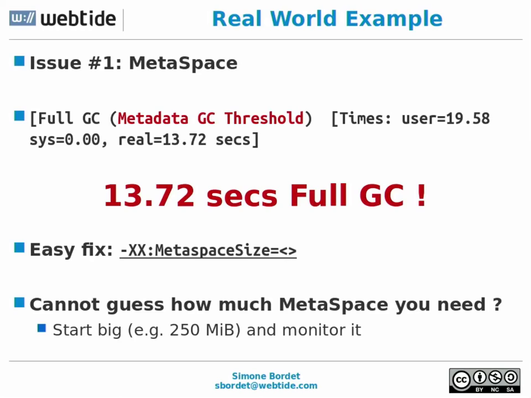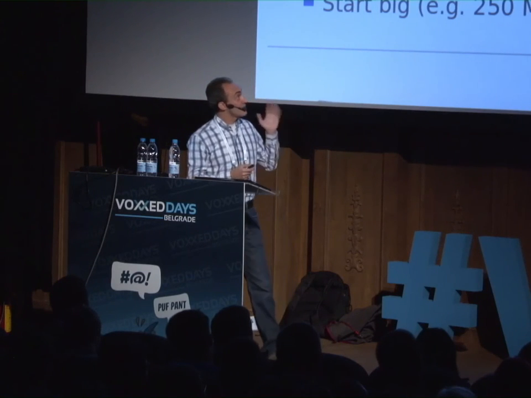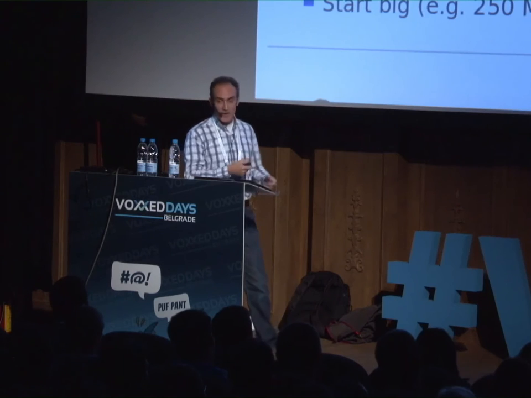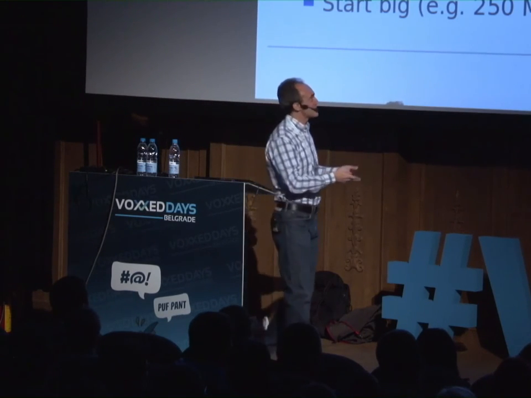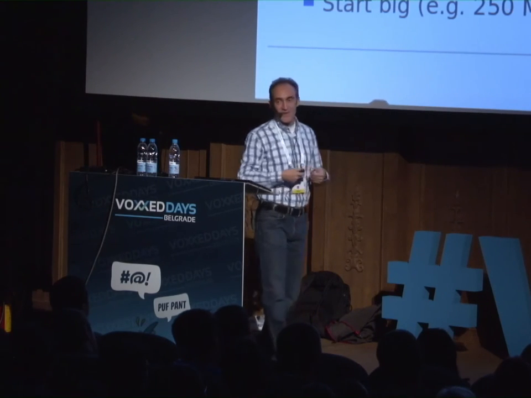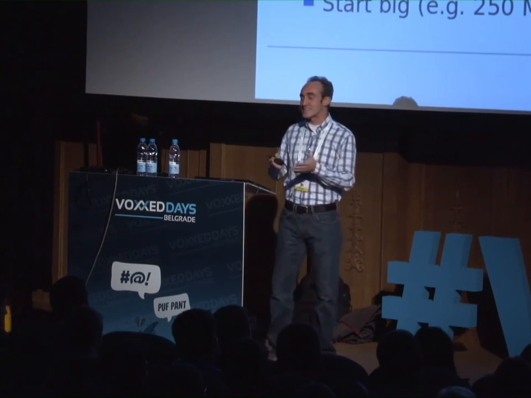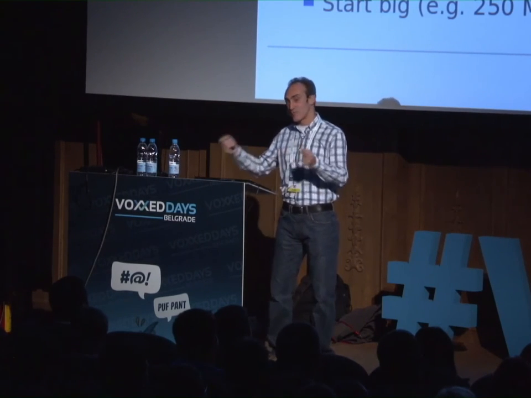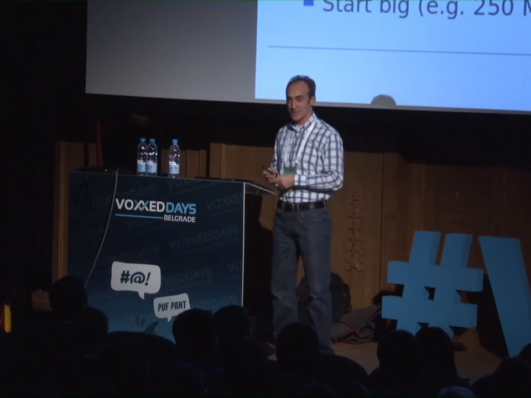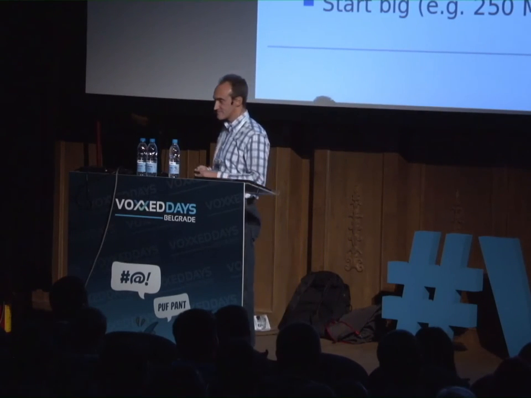And this application for moving chess pieces requires like 250 milliseconds. So 13 seconds was just out of the question. We couldn't actually do it. The problem with this is that you have no idea how much metaspace you actually need until you actually try it. So my suggestion here is start big and then try to keep an eye on it. And damn, if you actually hit a full GC, you know that the next time you have to double up that size and then hope that it doesn't hit you again, right?